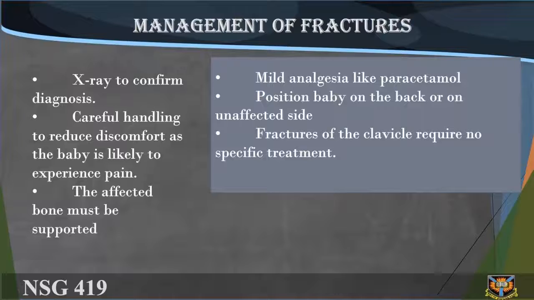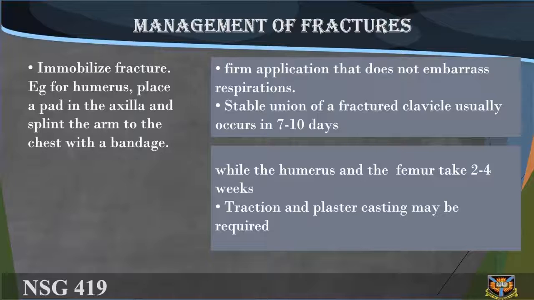Fractures of the clavicle require no specific treatment. Fractures of the humerus may require immobilization. This may be achieved by placing a pad in the axilla and splinting the arm to the chest with a bandage. Application should be firm but should not embarrass respirations. With fractures of the femur, immobilization of the leg is relatively easy using a splint or a bandage.